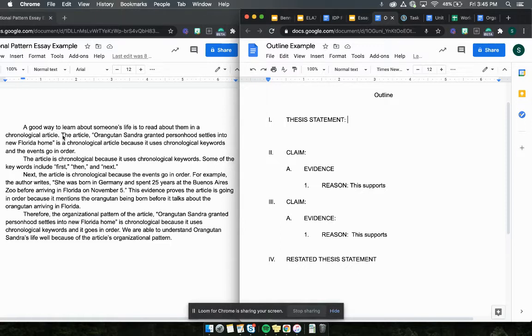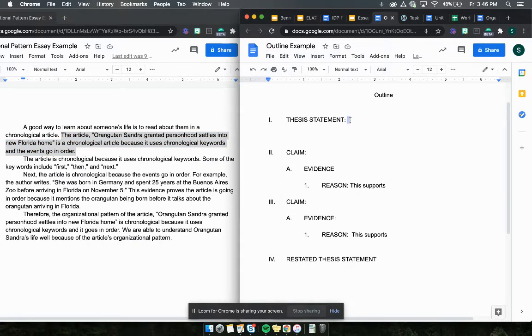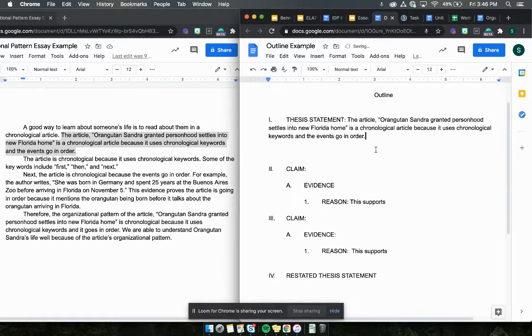So in my essay over here, here's my thesis statement. The article, Orangutan Sandra Granted Personhood Settles into New Florida Home, is a chronological article because it uses chronological keywords and the events go in order. Okay, this is a thesis statement. It answers the prompt. So I'm going to take this thesis statement and plug it into my outline over here. And then I'm going to move on to the claim.